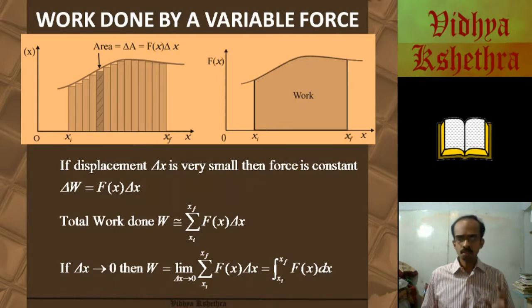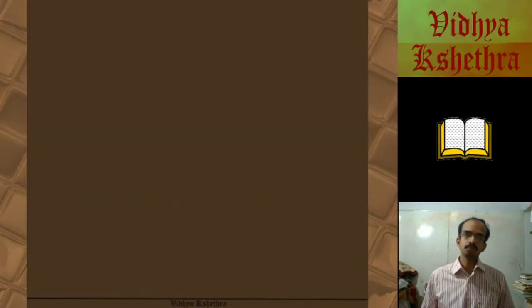If delta x tends to 0, then W becomes limit delta x tends to 0, sigma from xi to xf of f of x into delta x, which is equivalent to the integral of f of x dx from xi to xf. So the work done by a variable force is given by the integral of the function of force and the displacement from xi, which is the initial position, to xf, which is the final position.